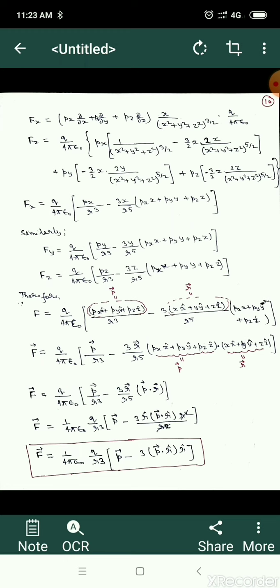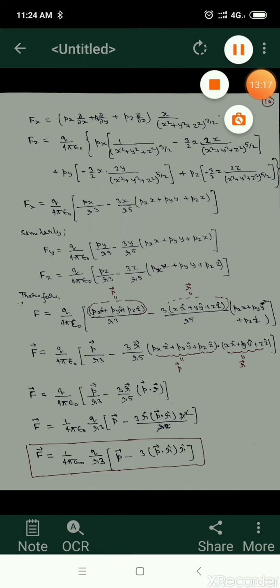So that will be equal to 1 upon 4πε0 q upon r cube, where 1 upon r cube I have taken common. So that is [p vector minus 3 r unit vector times (p vector dot r unit vector)], this r square will be cancelled out. So the total force will be equal to 1 upon 4πε0 q upon r cube [p vector minus 3 (p vector dot r unit vector) r unit vector]. So that is the problem we have solved.